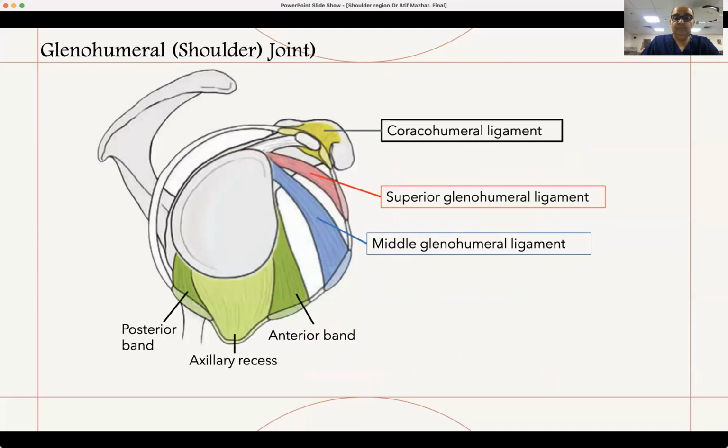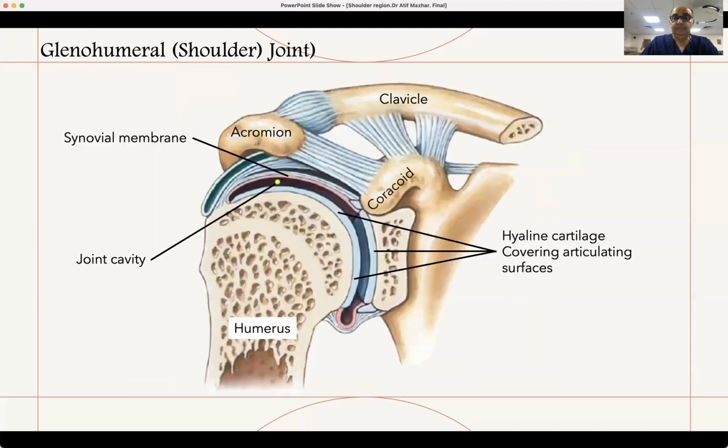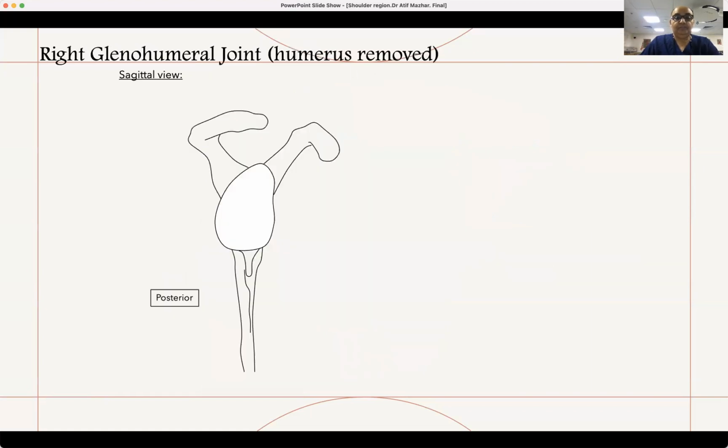Then the same thing, you're looking from different angle. Now, we talk about these conoid and trapezoids. We talk about these ligaments. Now you can see here, my joint, the bony surfaces are covered by hyaline cartilage, the glenoid cavity and the head of the humerus. And there you're looking at the joint cavity. And can you see this pinkish structure? This is my synovial membrane, which is responsible for the production of synovial fluid. Synovial fluid is just a thin layer. Its job is to lubricate the surface, so there should not be any friction.